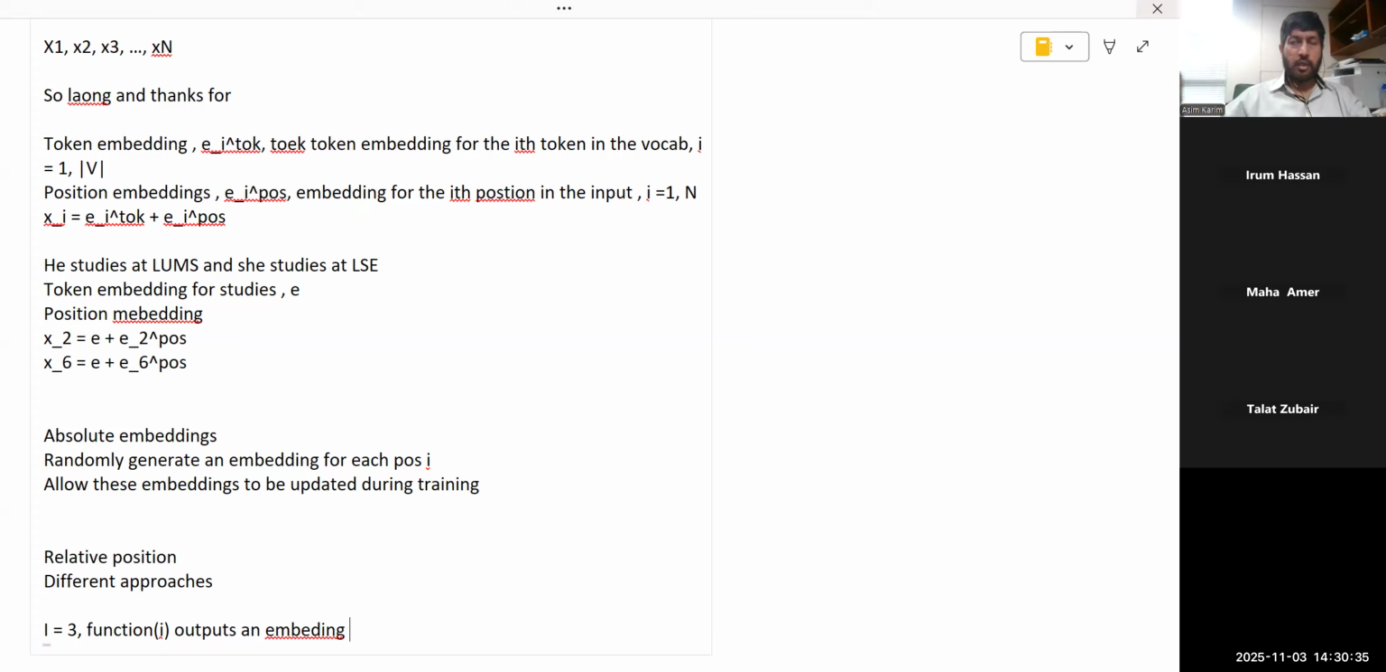but you generate them using some function which would take into account the position and also be able to cater for the relative position, meaning कि 1 और 3 और 1 और 5 का जो डिफरेंस है, it should be able to understand that कि 1 और 3 क्लोजर है, 1 और 5 ज़्यादा दूर है.